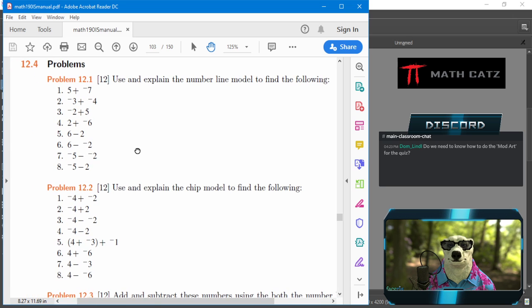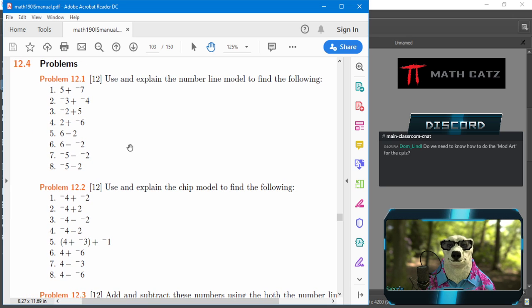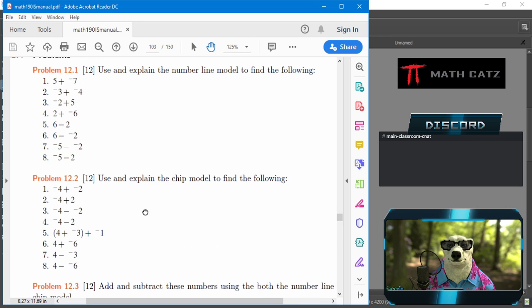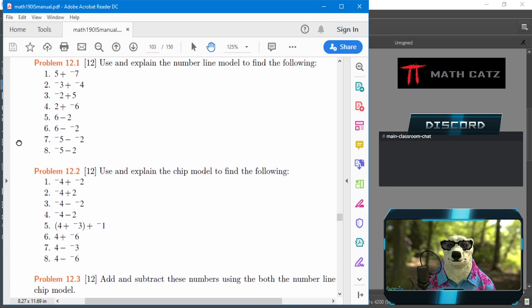So for chapter 12, we're looking at the two problems. It says use and explain the number line model, use and explain the chip model. Feel free to leave out 12.3, 12.1, 12.2, cover that page perfectly.